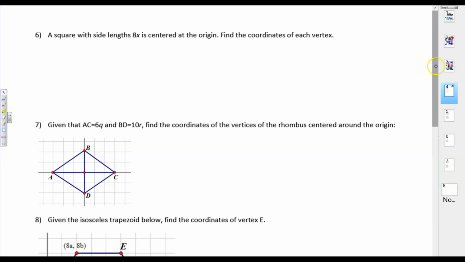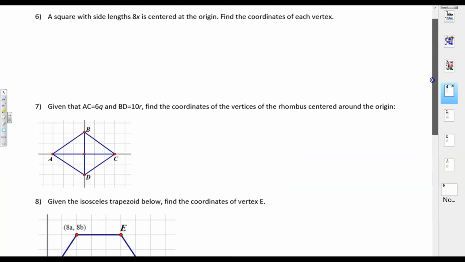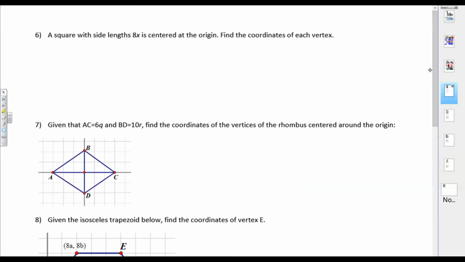All right, guys, let's talk about these next 4. They're a little bit more abstract, and then we'll get you into the practice assignment. This is all about finding the coordinates of vertices given things that we know about them. So for example, a square with a side length of 8x is centered at the origin.